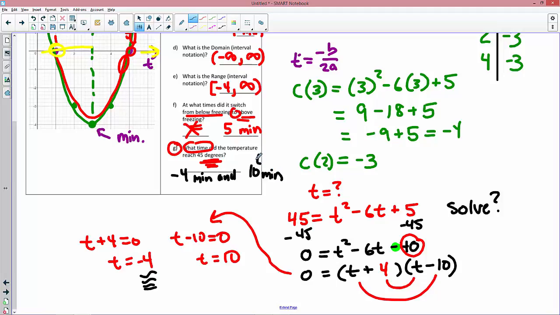If you want to say t equals, that's not a bad idea. I want to say t equals negative 4 and t equals 10 minutes. At what time? That means they're asking us for t, and they gave us c. So we had to plug in 45 for c and solve for t. Okay, that's it.